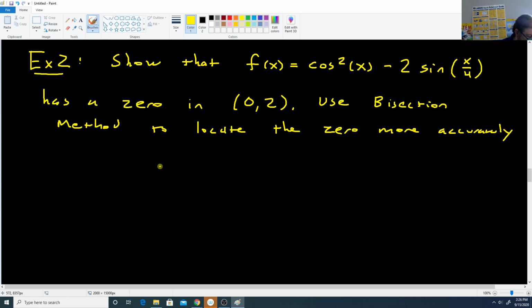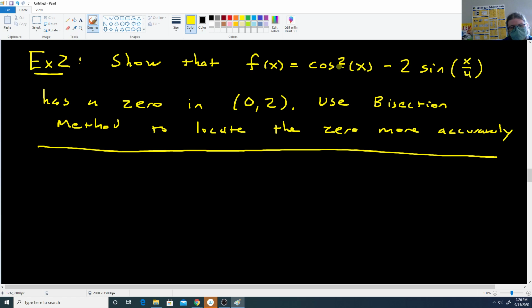So we're going to use our corollary. We know f of x is built up of cosine, so cosine squared is cosine times cosine, which is continuous. Sine of x over 4 is continuous, multiplying it by 2 is continuous, and continuous minus continuous is continuous. So we know f of x is continuous on 0 to 2. It's continuous everywhere, but specifically on 0 to 2. So we know we can apply that corollary. Well, we hope we can.